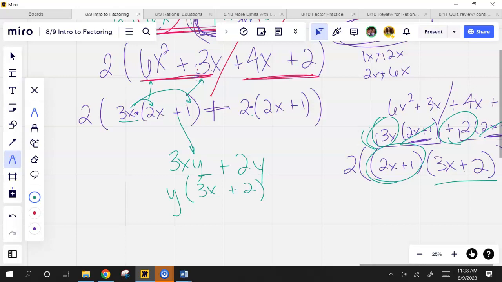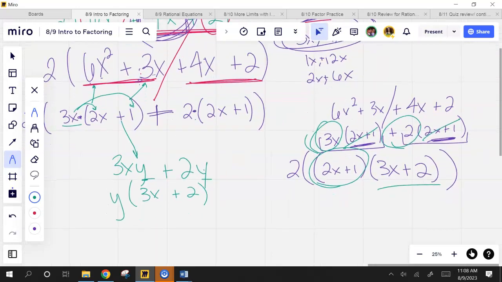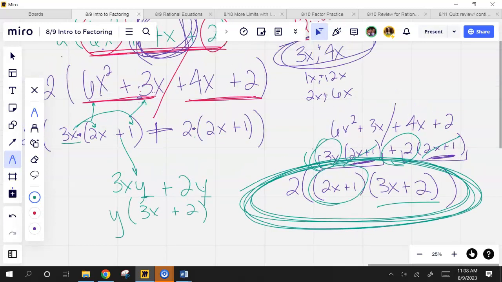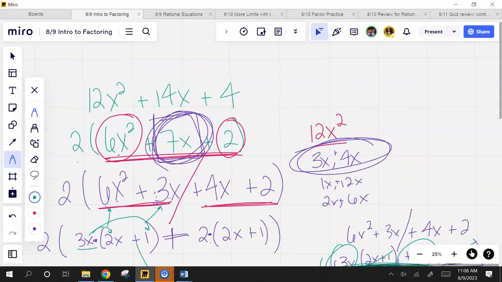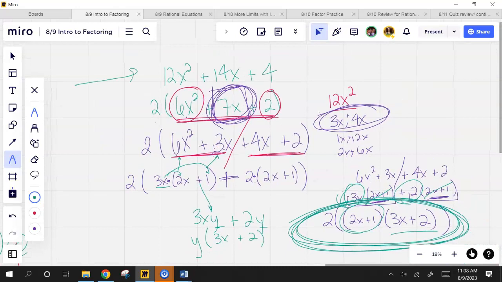It's okay. This is the answer. What's your final answer? You'll see, we're going to use it to do other stuff. But remember, look at what we started with, and look at what we ended up with.